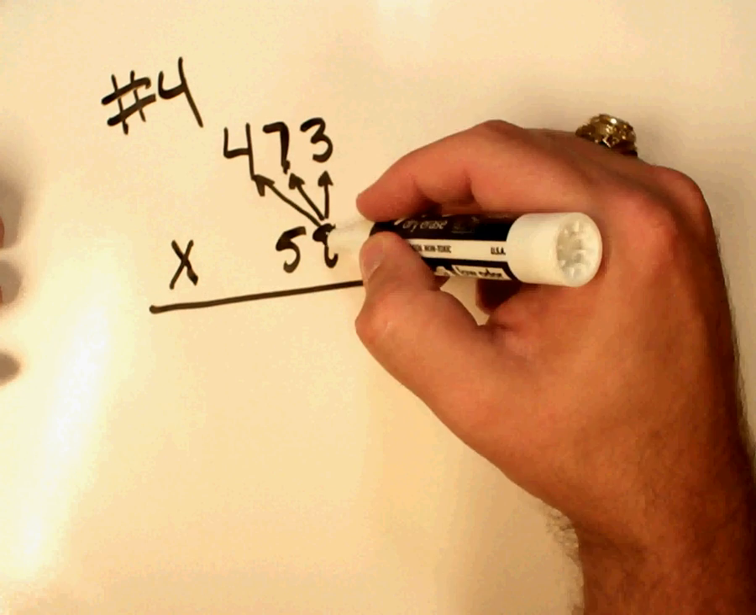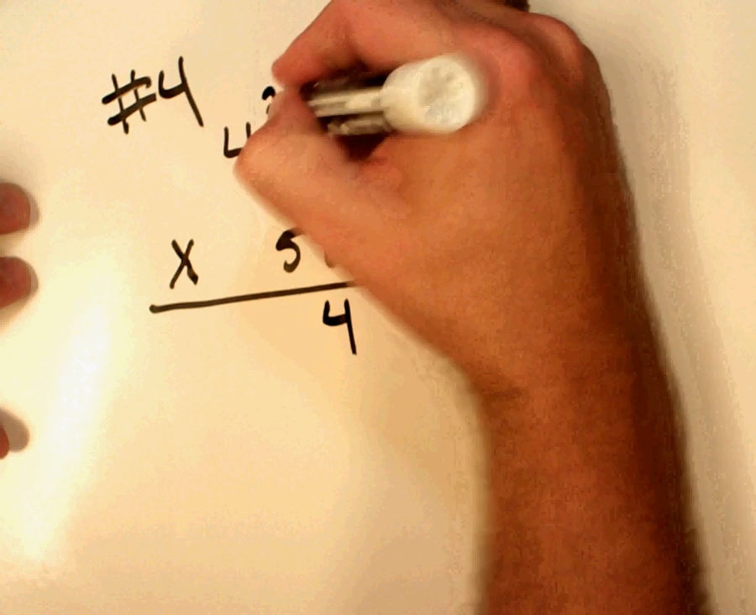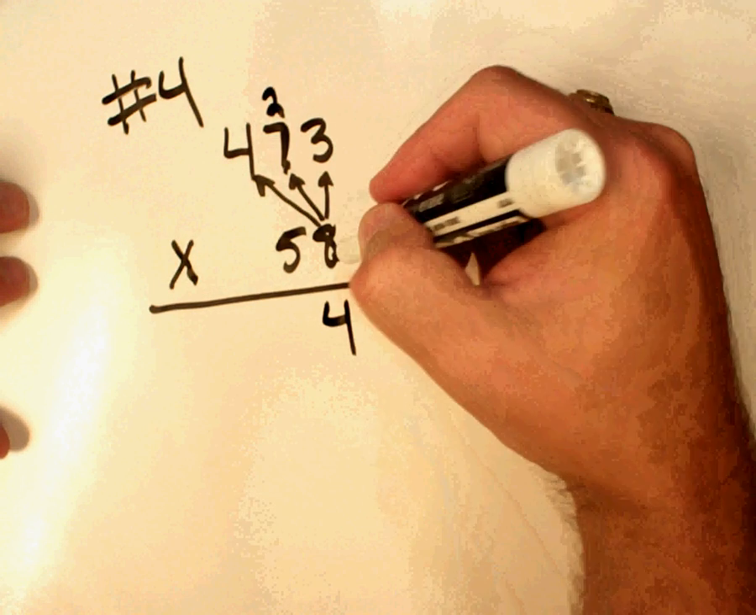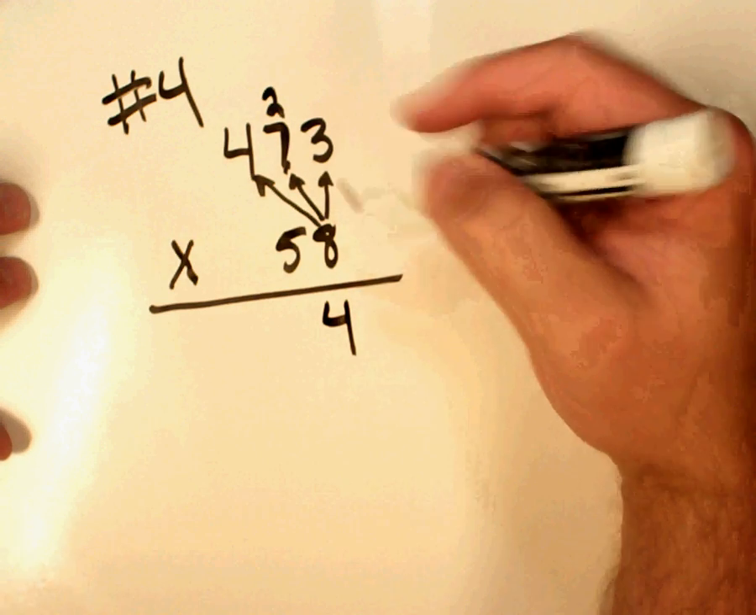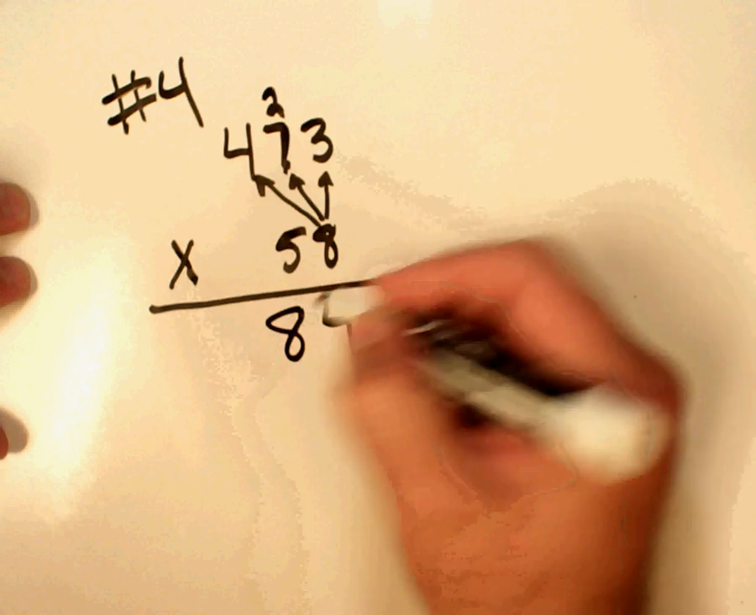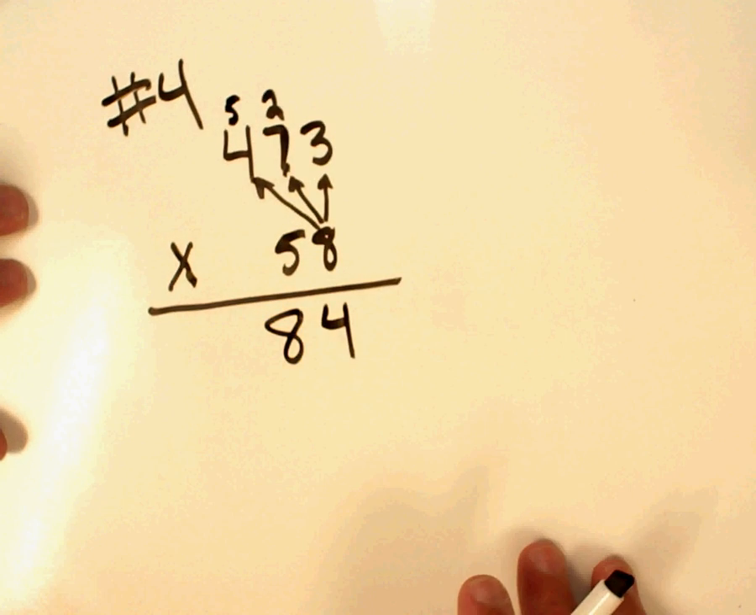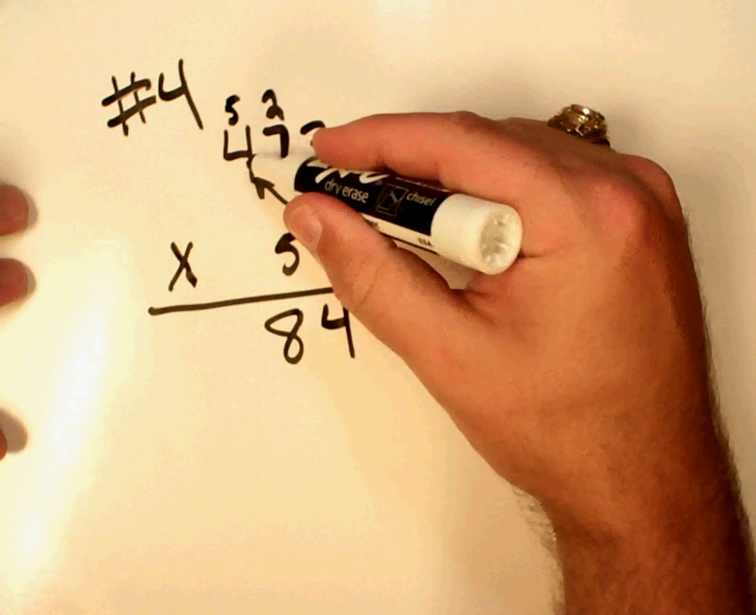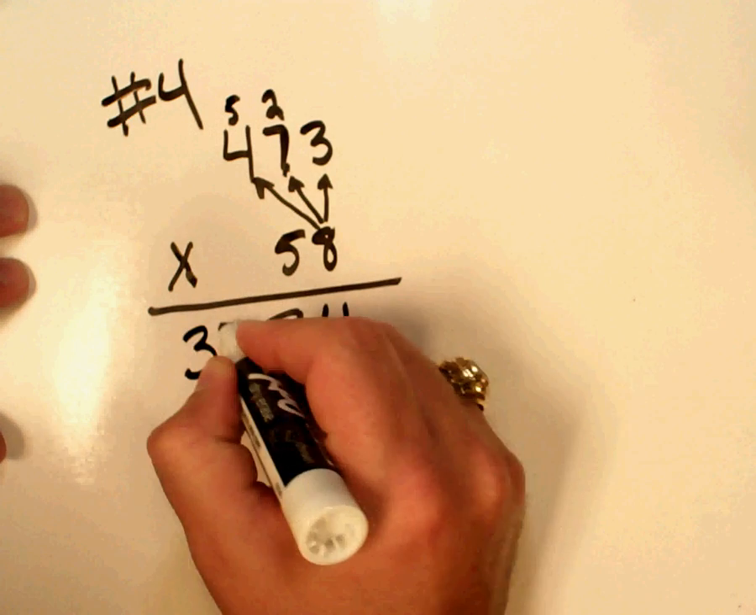Okay, so 8 times 3 gives me 24. Carry my 2. And 8 times 7 gives me 56. Plus 2 is 58. Carry my 5. Then 8 times 4 gives me 32. Plus 5 is 37.